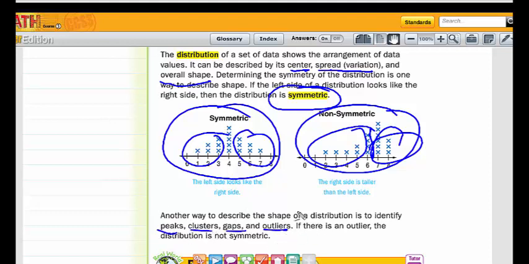Make sure you put these four things in your notes so that as you do this assignment you have those at hand, so you remember what things you're supposed to describe, and lastly so that you can use it on the test. If there is an outlier, the distribution is not symmetric.